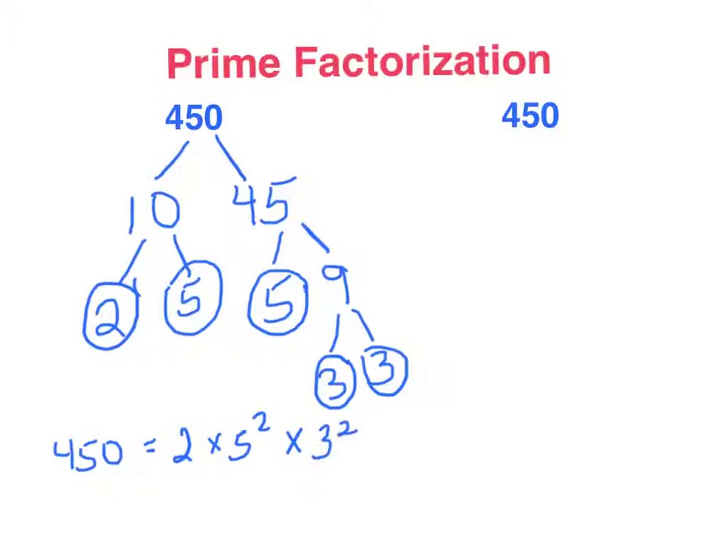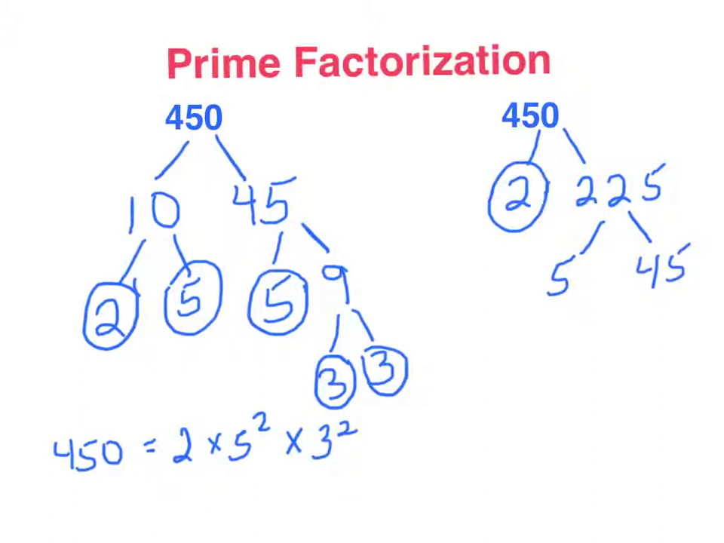Now let's look at a different way to do it. Instead of starting with 10 and 45, I could have started with 2 and 225, in which case I would have circled the 2 because that is a prime number. Now, because 225 ends with a 5, I know that 5 will divide into it. 5 goes into 100 20 times, so it goes into 200 40 times, plus that extra 25, that's 5 more times, so it's going to be 5 times 45. 45, I can circle the 5.